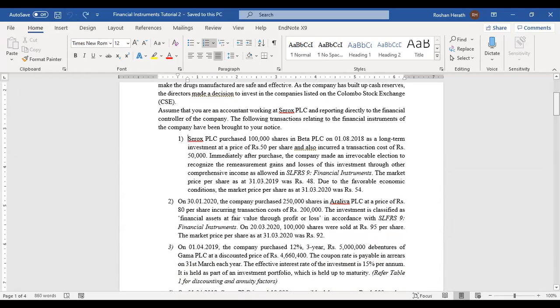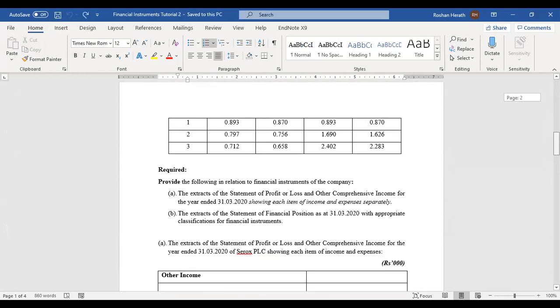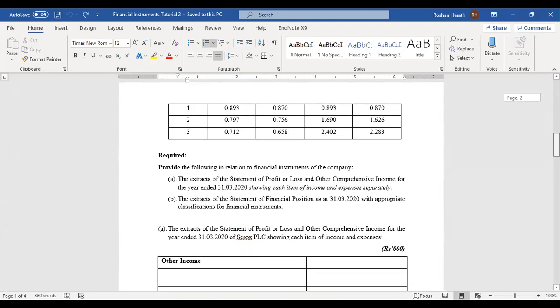What we may expect you to come up with is the statement of profit or loss and other comprehensive income extract, and also the statement of financial position extract. So in that, we may request you to show each item of income and expenses separately. So that is what we expect.